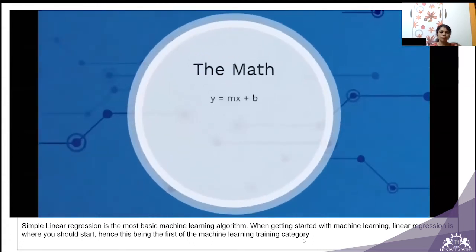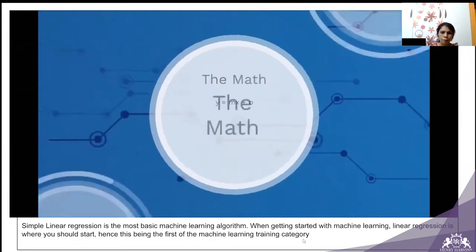The formula is quite simple. It is y equals mx plus b. Y is what we are trying to predict. M is the slope, or the $236 square footage value. X is the input, the value that we don't know, or in our case, the 2005 square foot home. And B is the bias.